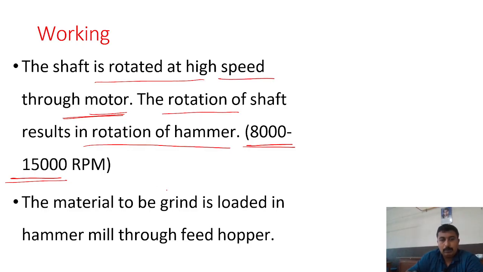First of all, we have to start the hammer mill. As we start the hammer mill, the motor rotates the shaft and the shaft rotates the hammers. Later, the material to be ground, meaning the coarse powder material, is loaded in the hammer mill through which part? The hopper.